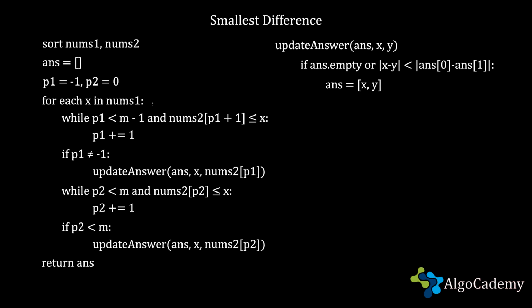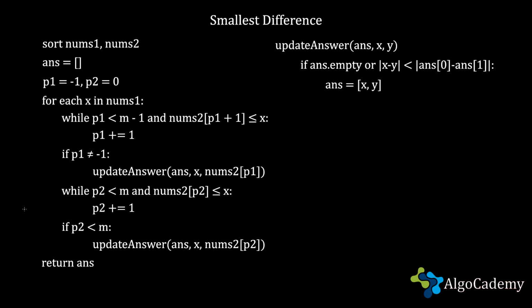Then I take each integer in nums1, which is x, and what I do first is update the P1 pointer. So for as long as P1 is less than m-1 and nums2 of P1 plus 1 is less than or equal to x, so basically I try to increment this pointer as much as I can in order to find a greater value which is also less than or equal to x. I increment it, then I exit the while loop, and before trying to update the answer with our new pair, x and nums2 of P1, I have to check if that element actually exists. So if P1 is different than -1, the element exists, and I try to update the answer.